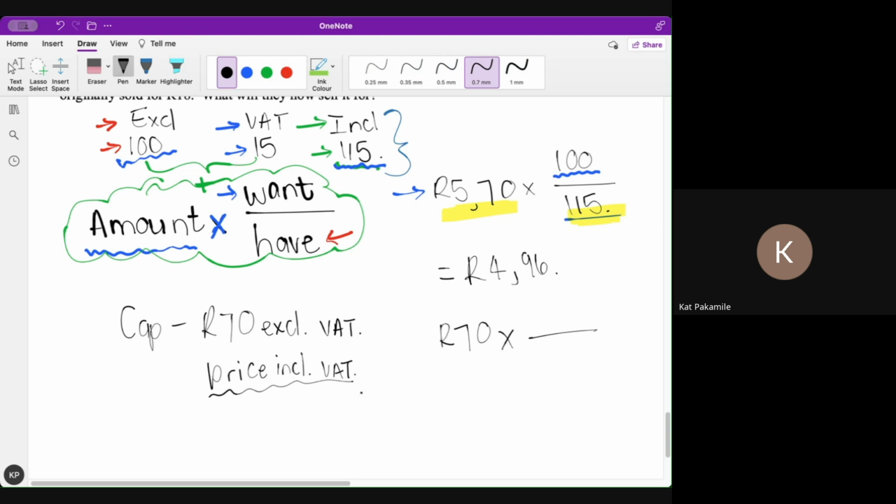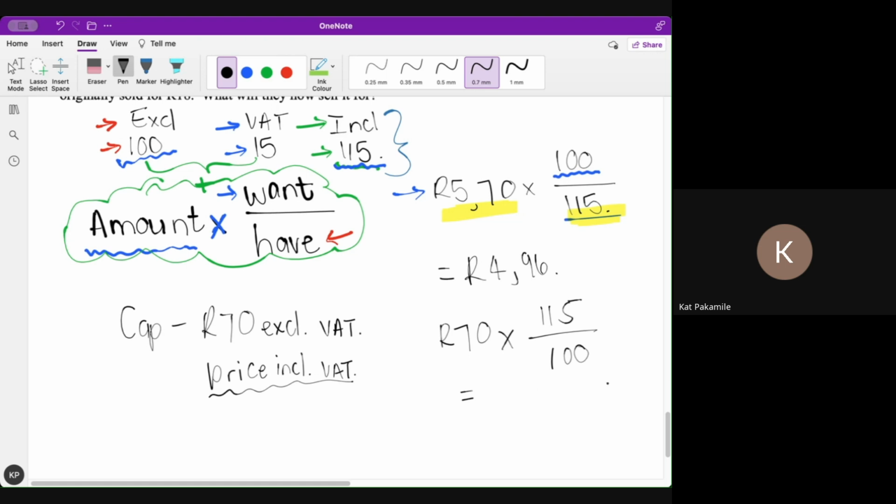Okay. What I want goes at the top. And I want inclusive. So am I going to use 100? Am I going to use 15? Or am I going to use 115 for what I want? 115. Great. Okay, and what do I have? What have I been given? Have I been given the 100, the 15, or the 115? I've been given 100. And that is your calculation, and you are done.